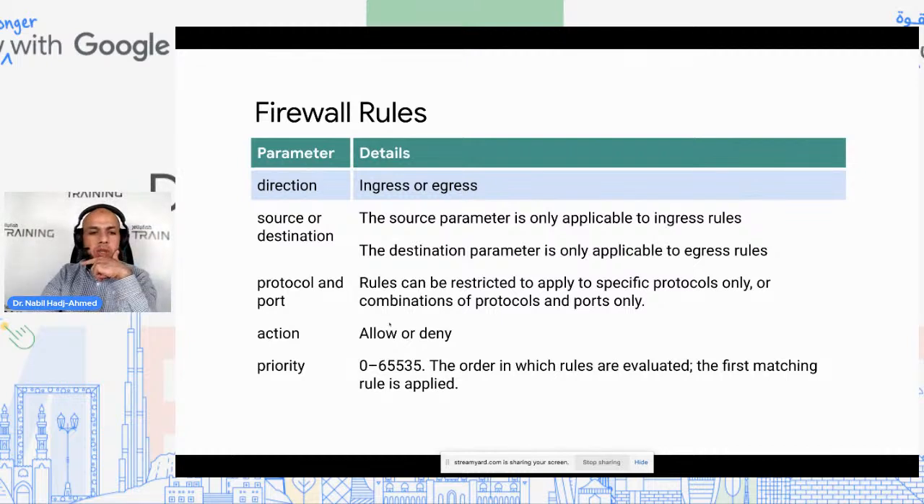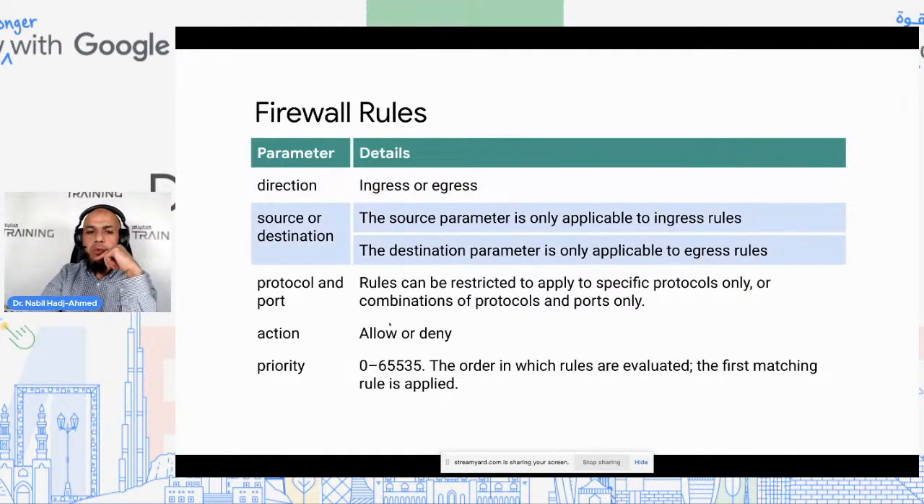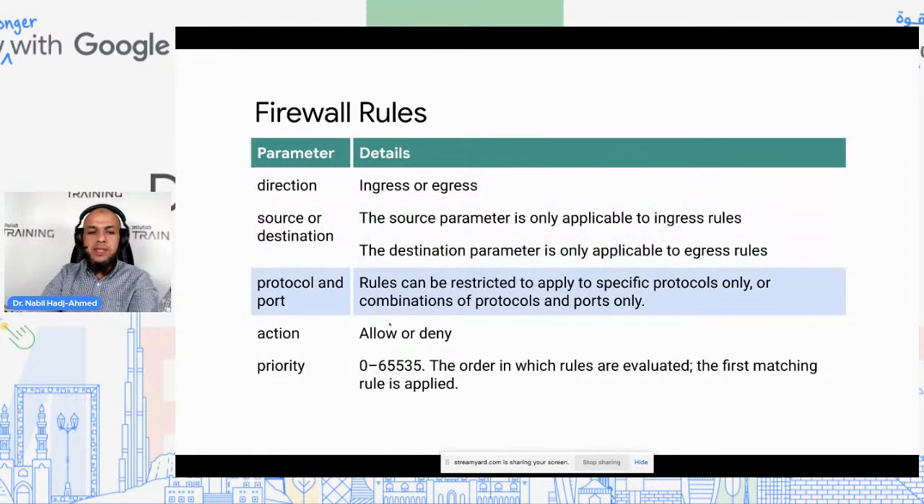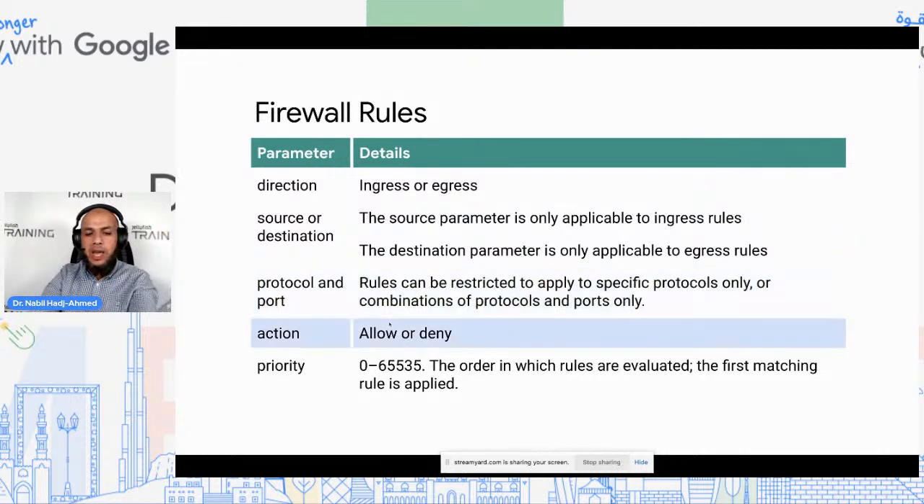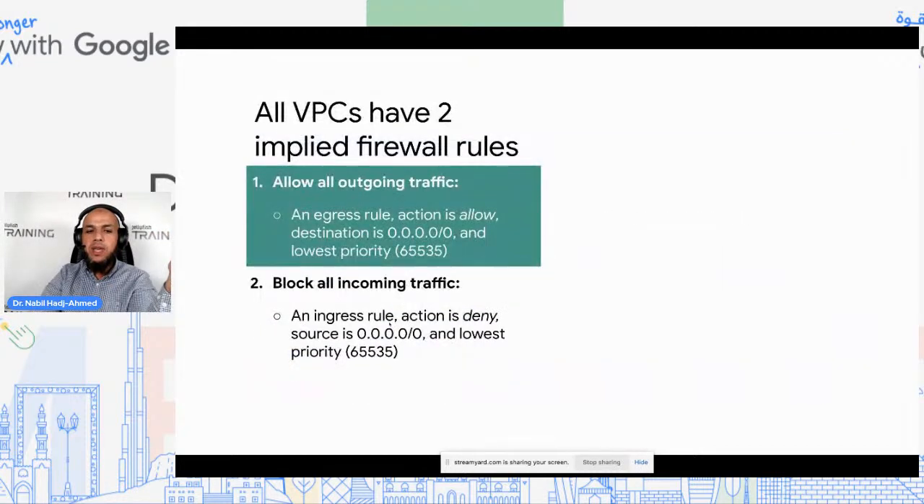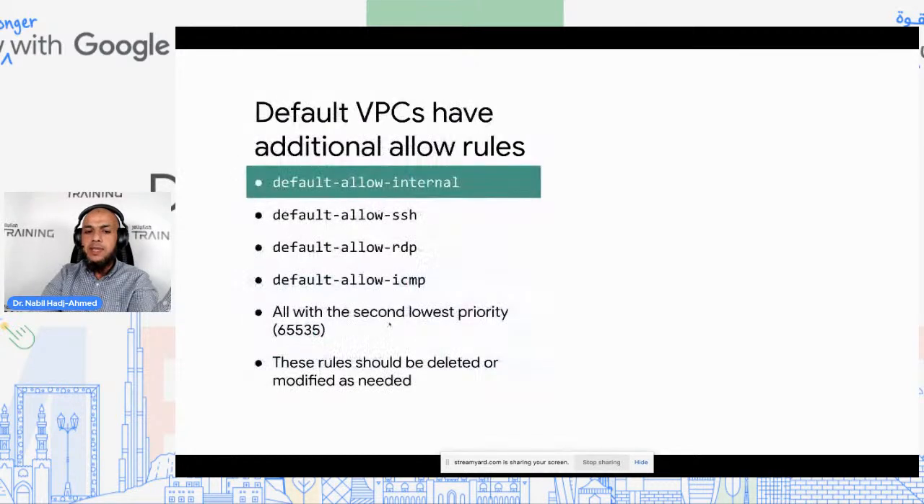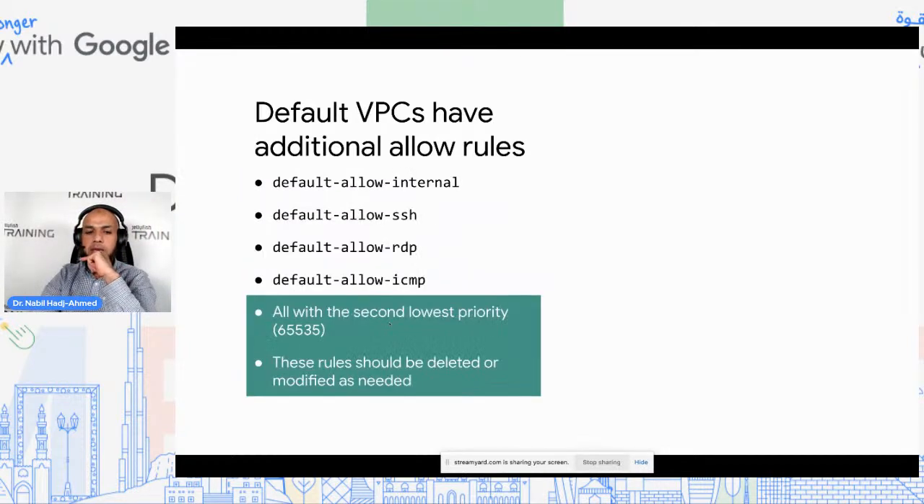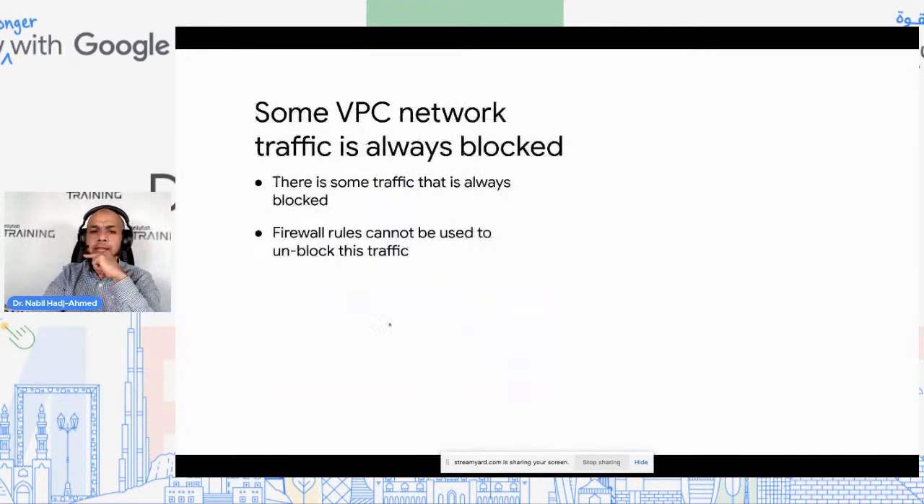So we will have a look in the console at how to create firewall rules. It's basically direction, source and destination, protocol, action, allow or deny, and there is a priority that goes with that. There are some implied firewall rules that are part of the VPC when we create it, and there are some default VPC firewall rules that we can use, or we can change them or override them. So things like allowing SSH, allowing RDP, ICMP, things like that.